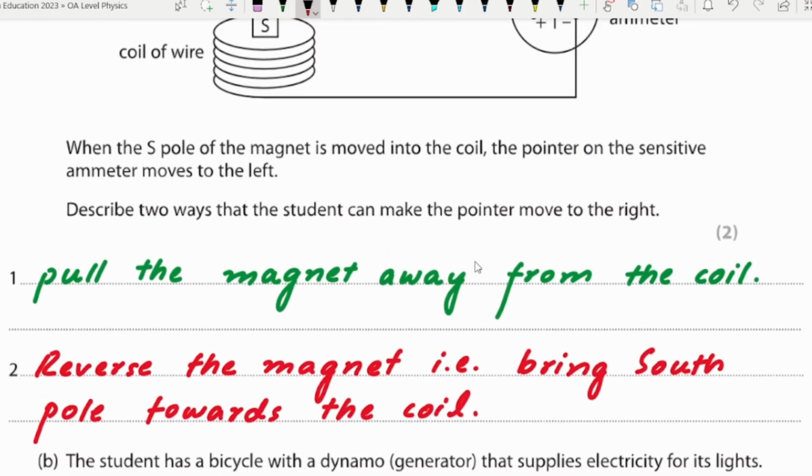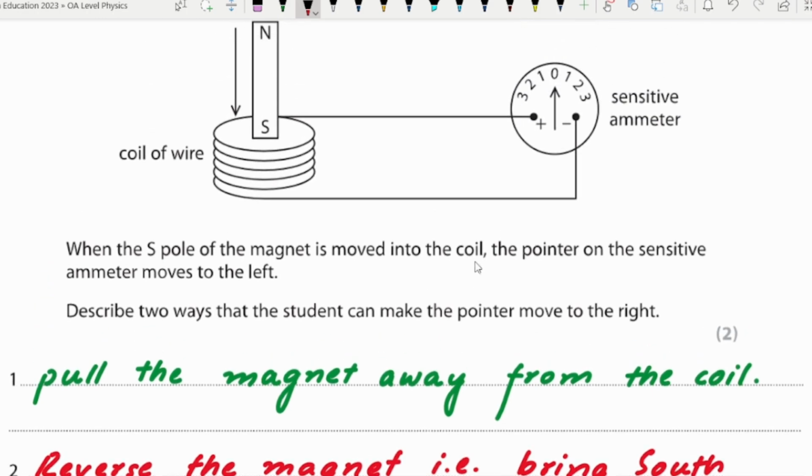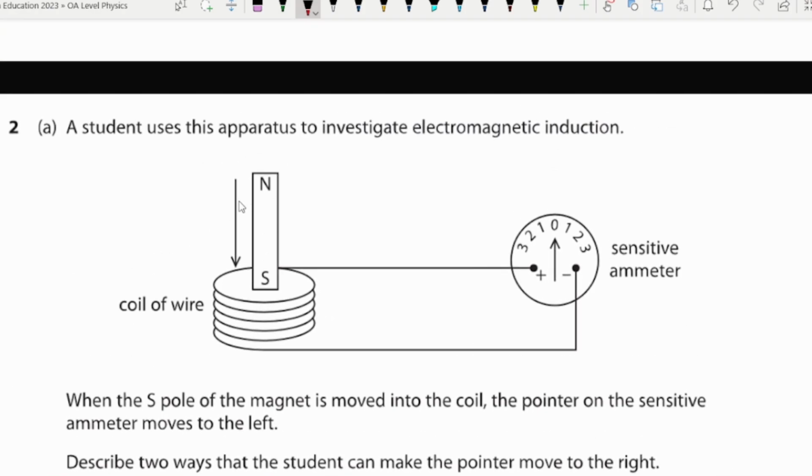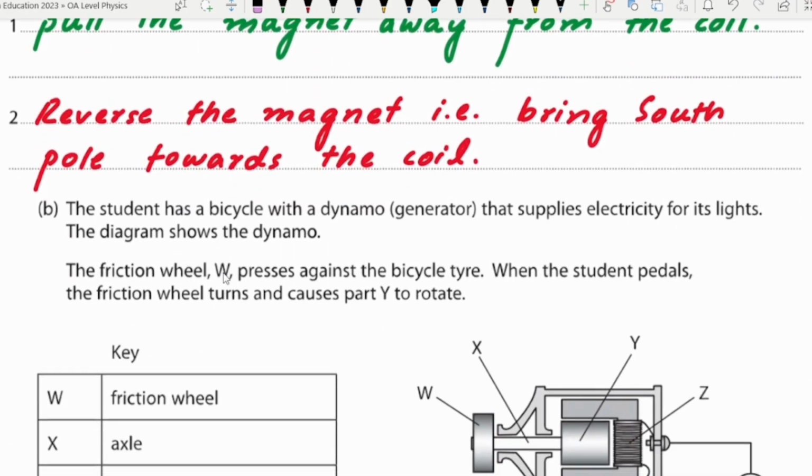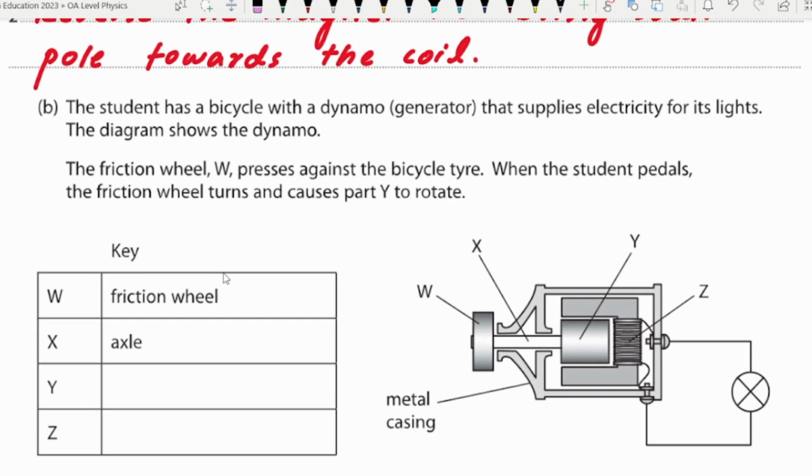Alright, so first one, pull the magnet away from the coil. The direction of the ammeter deflection would be reversed. And reverse the direction of the magnet. You place the magnet like this, south here, north here, then you try to bring it in. In that case also, the direction of the induced current would be changed. Alright, anyway, let's move on to the next one.